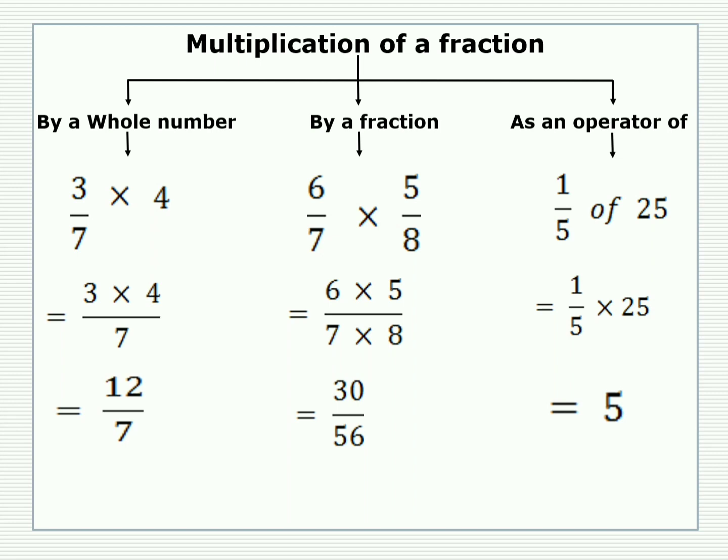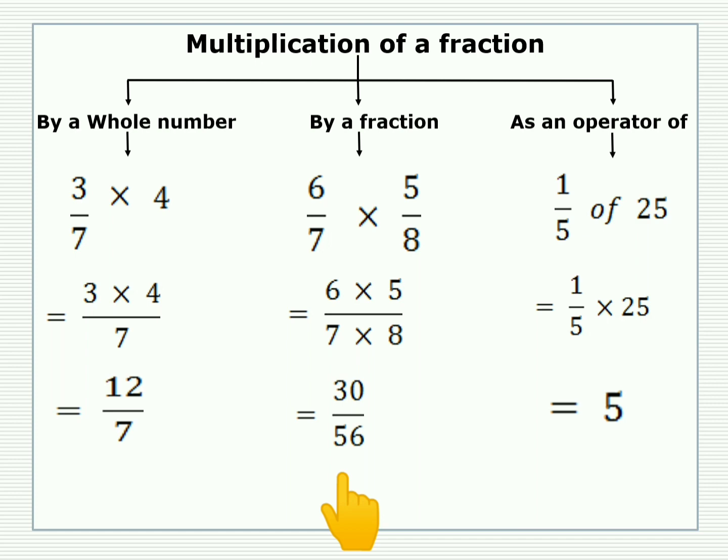Now we will understand multiplication of fractions. First we will understand multiplication of a fraction by a whole number. Here what we have to do? We have to multiply the numerator by the number keeping the denominator same. So for example 3 upon 7 multiplied by 4, 3 into 4 upon 7 gives us 12 upon 7. Understood children?